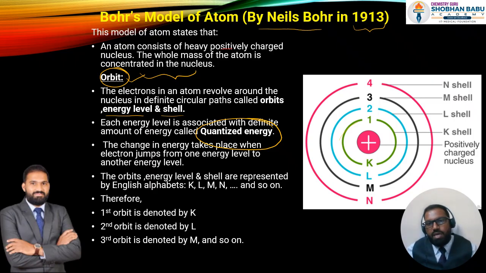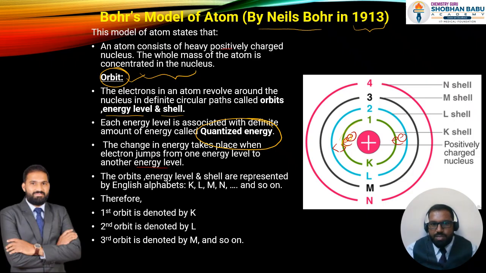Electrons are present in fixed numbers in each orbit. When electrons jump from one energy level to the next, there is a change in the energy levels. But when the electrons stay within the same shell, there is no change in the energy levels.